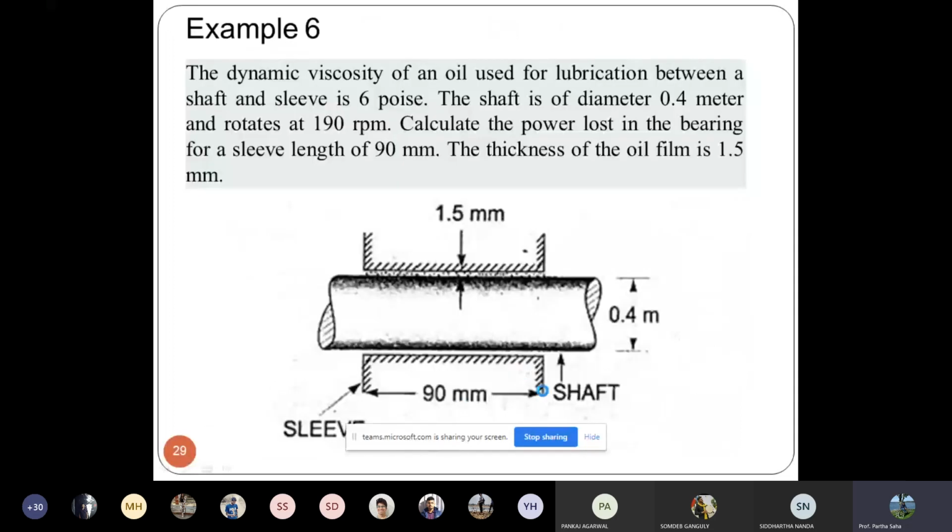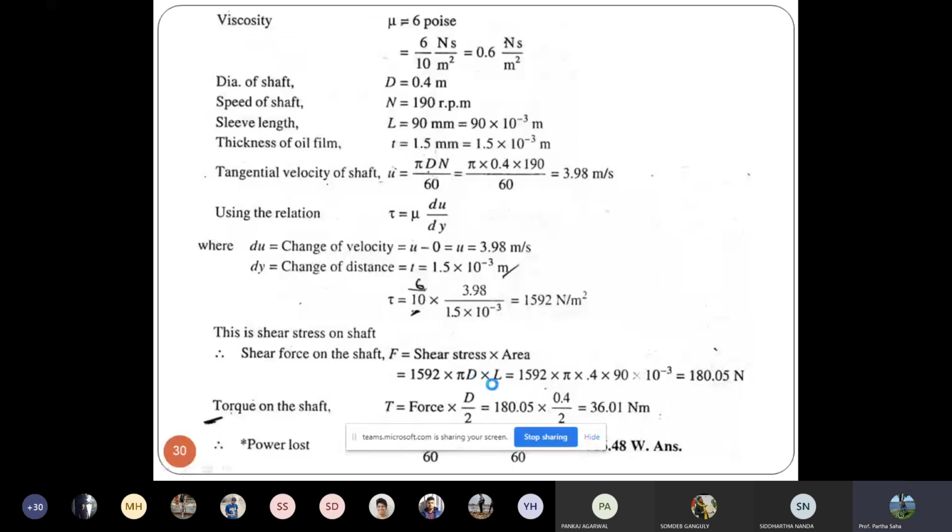That was given 90 millimeters. So diameter of the shaft is, as you all know, 0.4 meters. So the shear force is 1592 into pi into d, which is 0.4, and the length is 90 millimeters. If you put this value, then you get the shear force 180.05 Newton. And what will be the torque? Torque is nothing but force into the diameter by 2, or the radius actually. So the total torque on that shaft will be 180.05 into R, or 0.4 by 2, which is 36.01 Newton meter.